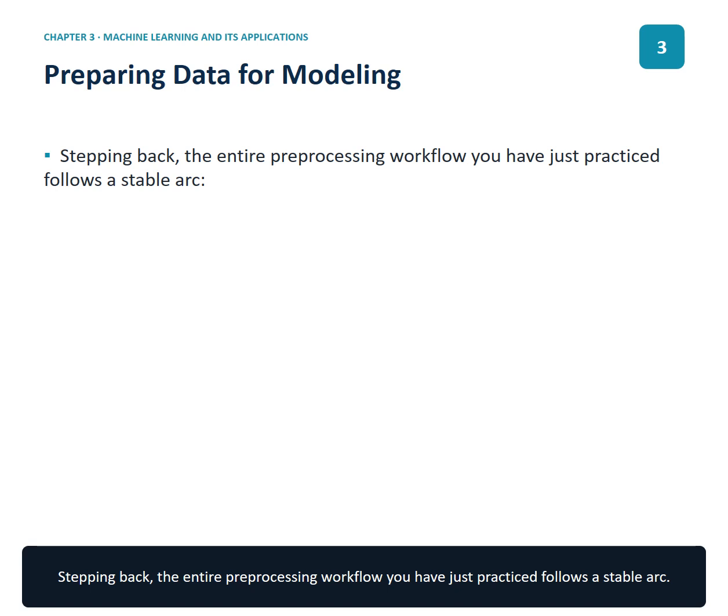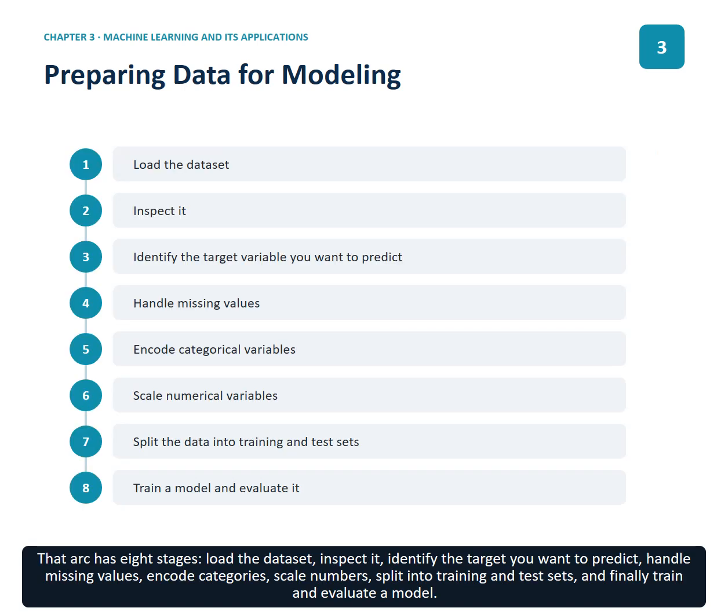Stepping back, the entire preprocessing workflow you have just practiced follows a stable arc. That arc has 8 stages: load the dataset, inspect it, identify the target you want to predict, handle missing values, encode categories, scale numbers, split into training and test sets, and finally train and evaluate a model.